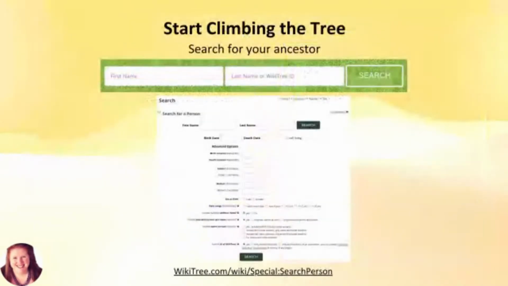From any page on WikiTree, you can search for your ancestor, and there is a first name and a last name field. The last name field is also where you can put in a WikiTree ID if you know what that is. So this is just a view of what that search page will look like and the options to search by.